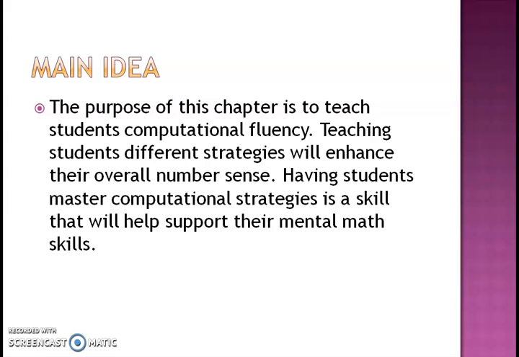Main idea. The purpose of this chapter is to teach students computational fluency. Teaching students different strategies will enhance their overall number sense. Having students master computational strategies is a skill that will help support their mental math skills. This will be very important and vital to their success in their development.